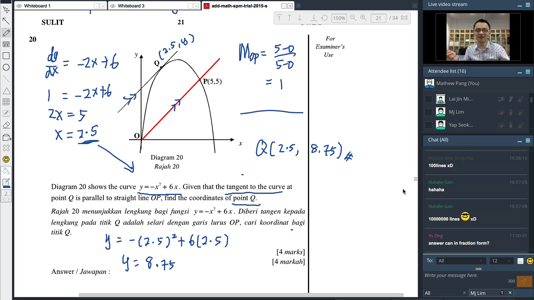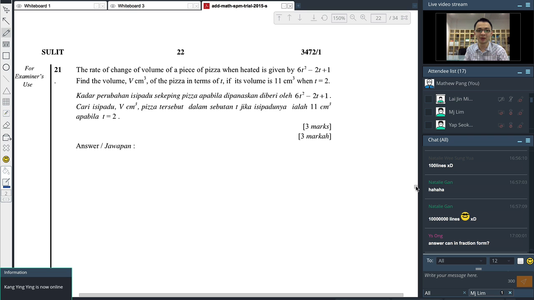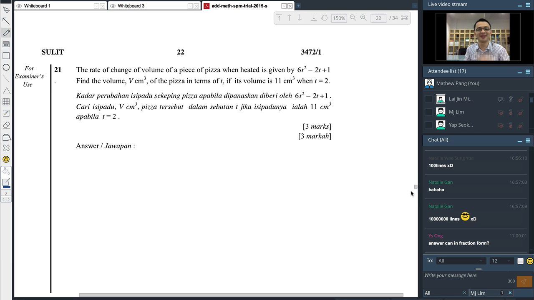Yes, you can definitely write the answer in fraction form. Fraction is always correct, no worry. Okay, this one is a bit special. This kind of question is not so obvious, but if you understand, it's not hard also.